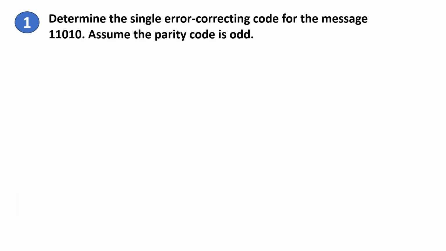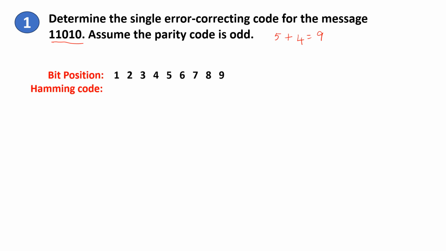Problem 1. Determine the single error correcting code for the message 11010. Assume the parity code is odd. So here the length of the data is 5. The parity used in this Hamming code will be a 4-bit parity. So the total length of the Hamming code will be 9. So the bit positions are 9.